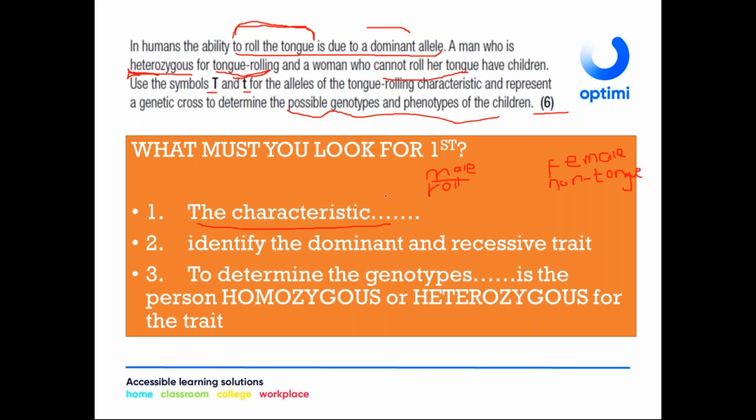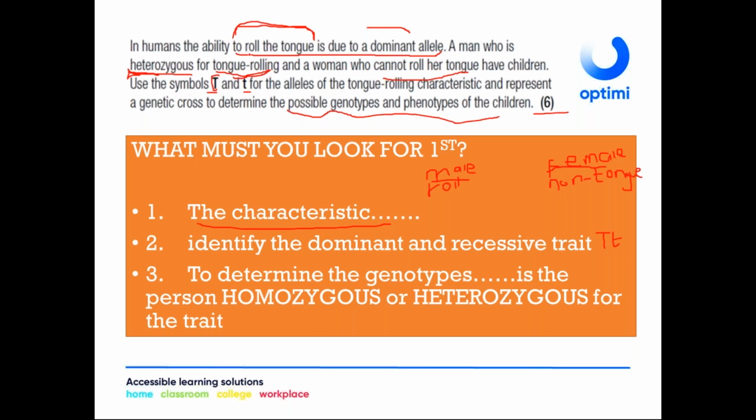Okay, those are the characteristics that they gave us here. The male can roll a tongue and the female cannot. What do we do next? Next, you need to identify the dominant and recessive trait. The dominant is tongue rolling and is represented with a capital letter T. Tongue rolling is dominant, and then recessive is non-tongue roller and is represented with a small letter t.